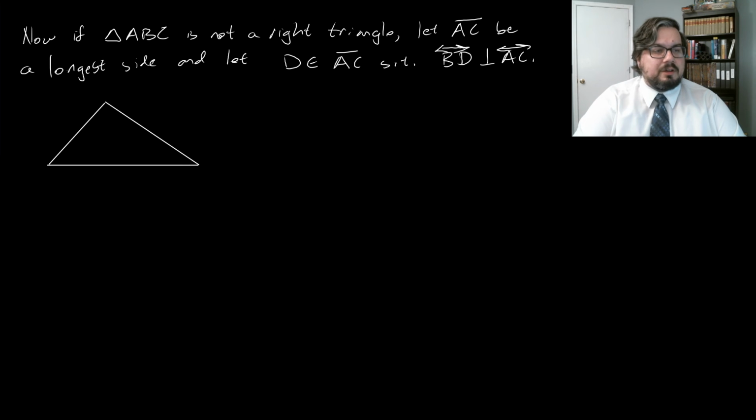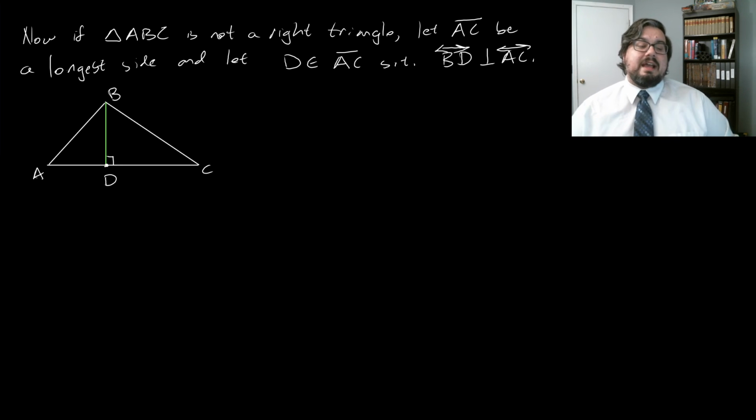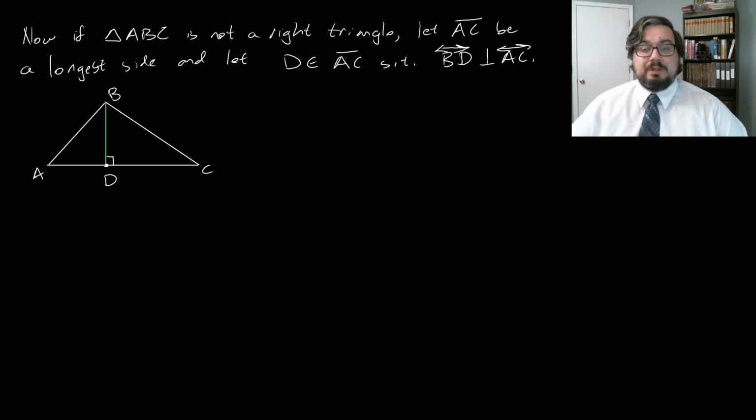Something we've done quite a few times. So we've got A, B, C, D, and now we have that the two angles at D are both right angles, and therefore we can use the first paragraph to get where we want.